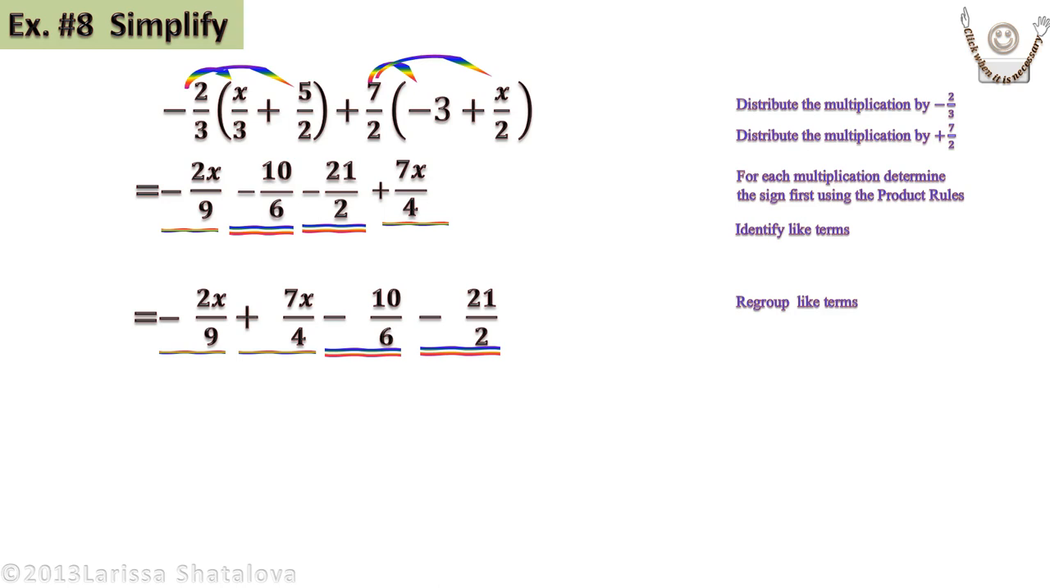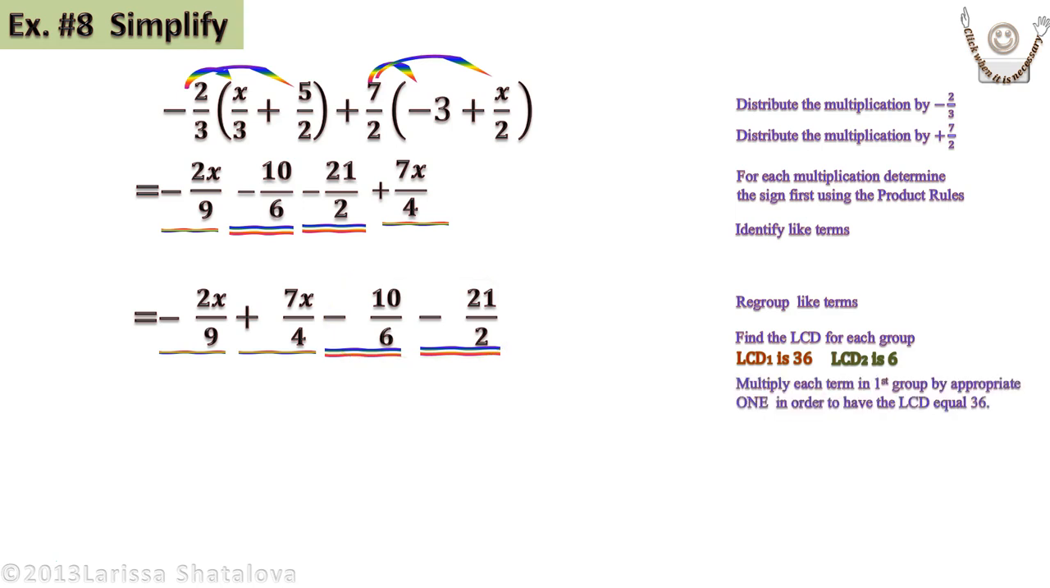Each group has fractions, so we have to find the least common denominator for each group. For the first group, the least common denominator will be 36. For denominators 9 and 4, the least common denominator is 36. For the second group, the least common denominator is 6, for denominators 6 and 2. Now, we have to multiply each term in the first group by the appropriate one in order to have the least common denominator equal 36. So we will multiply the first fraction by 4 over 4. We will multiply the second fraction by 9 over 9.